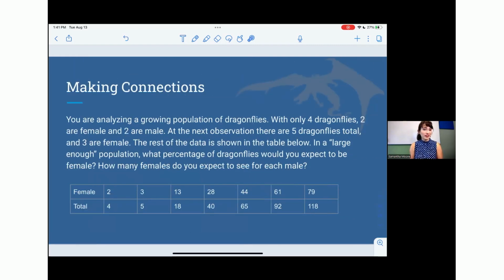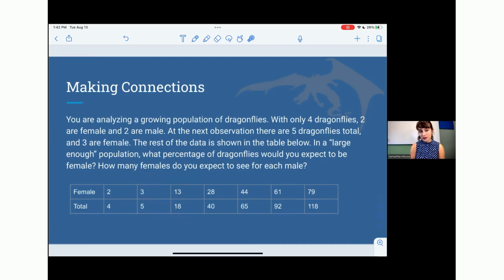And then just one more thing for you to think about. We can also, again, put this in terms of applications. Let's say, for example, we're analyzing a growing population of dragonflies. You start out with 2 female and 2 male dragonflies, and then you keep checking over time and seeing what the population ends up being. So we end up with this data set. For example, when you have 3 female dragonflies and 5 total dragonflies, then you'll see that you have 13 females and 18 total dragonflies and so forth.